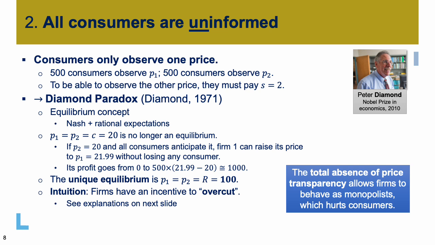We now assume that all consumers are uninformed, in the sense that they can only observe a single price. So say that 500 consumers, half of them, only observe P1, and the other 500 consumers only observe P2. So you can think of consumers being located near a shop. There are 500 consumers near shop 1 and 500 consumers near shop 2.